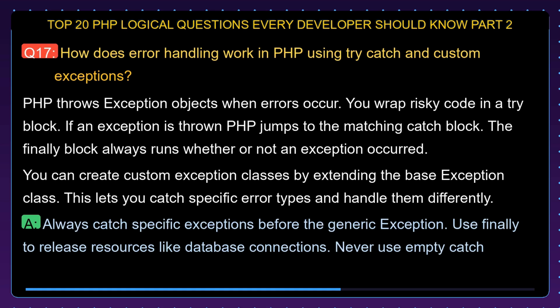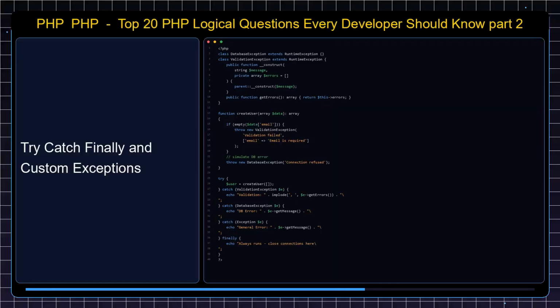Always catch specific exceptions before the generic exception. Use finally to release resources like database connections. Never use empty catch blocks that silently swallow errors. Try, catch, finally and custom exceptions.